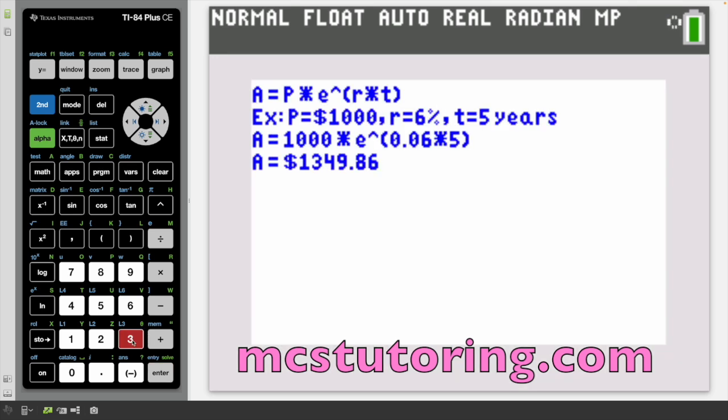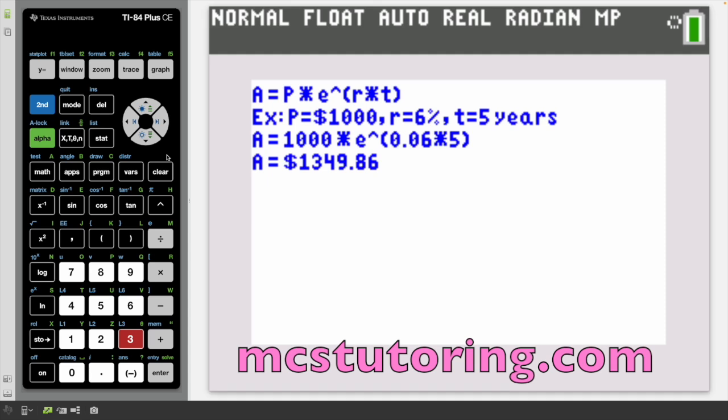Let's look at continuously compounding. This is a little more interesting, a little more real world-ish. A equals P times E, and this is a multiplication symbol. It's also a Space Invader if you grew up in the 80s. P times E raised to the R times T. Again, for example: principal is 1,000, R is 6%, T is 5 years. Some pretty generic numbers here, and then you get what's going on.